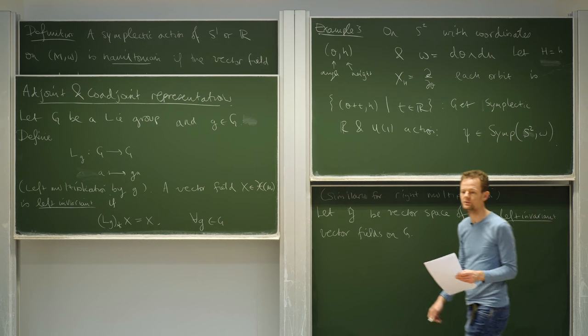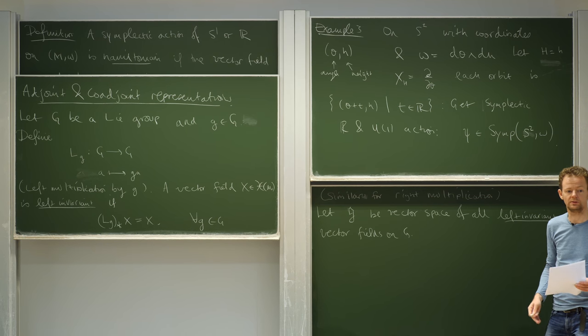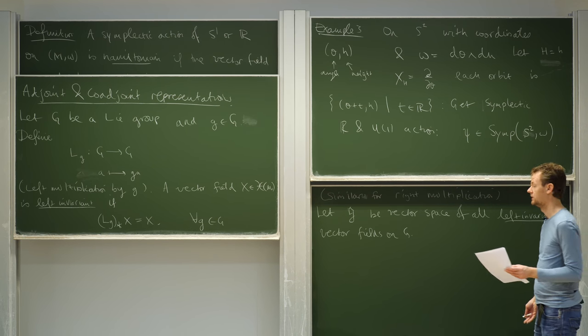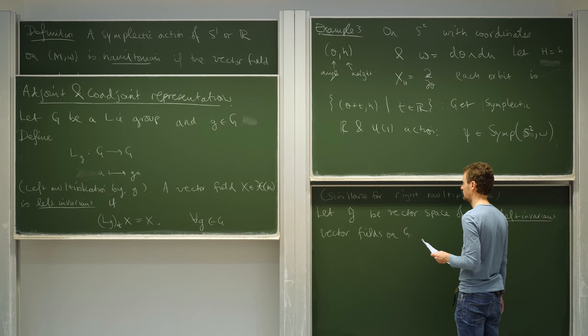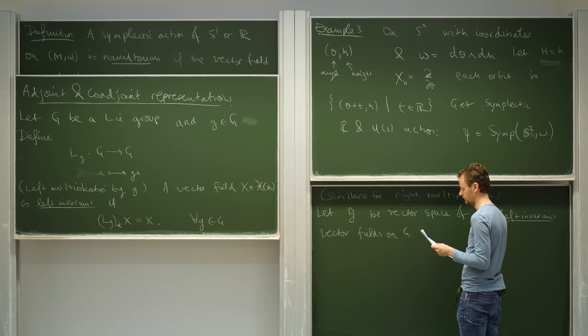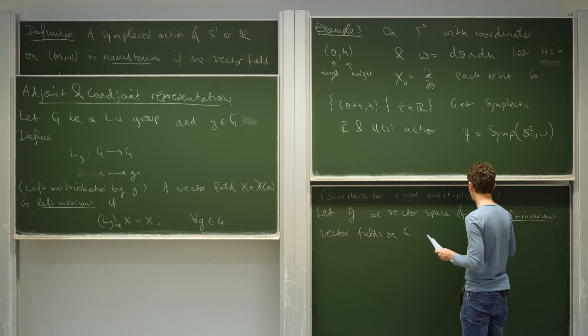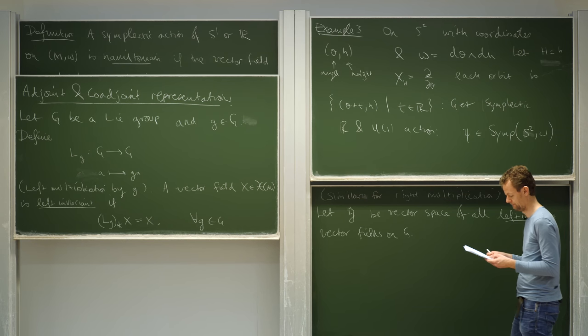And there's a special manifold that we like to act on. We like to let the group act on itself. So we introduce, in that context, the vector space of all left invariant vector fields.